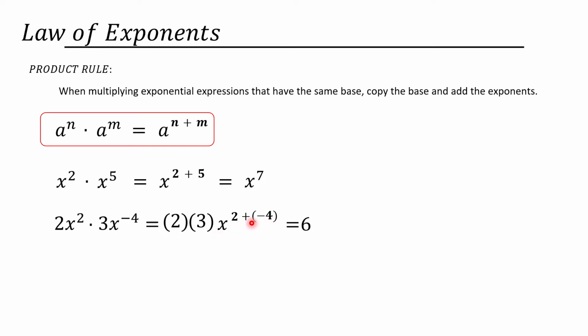2 plus negative 4, again, unlike sign, pag unlike sign, you subtract, then you copy the sign of the greater value, which is nasa negative 4. So, the answer is negative 2. So, 6x raised to the power of negative 2.